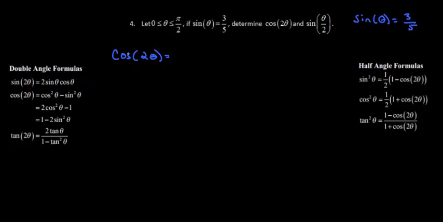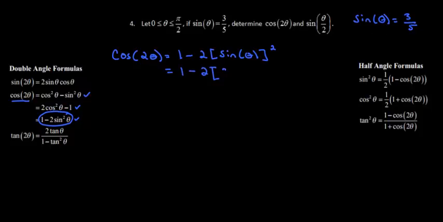So if I'm going to try to do the cosine of 2 theta, and I know the sine of theta, I'll try to pick one of these formulas that only has sine in it. So with cosine, I get a couple options. I've got these three to pick from. The only one with just sine in it is this one down here. So let's use that. So I've got 1 minus 2 times the sine of theta squared, which is 1 minus 2.